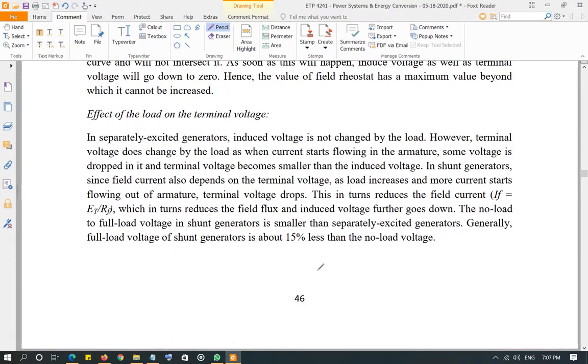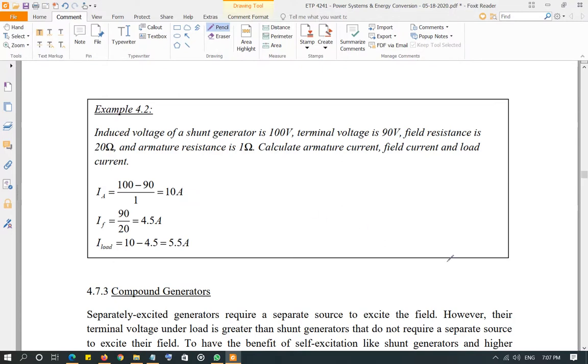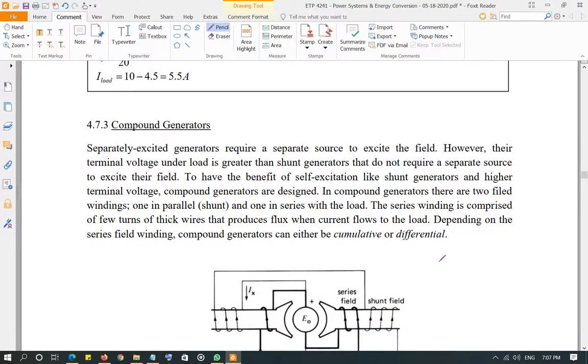Effect of load, as I explained, it's about 15% less than no load voltage, more than the separately excited. Go over example 4.2, straightforward example.